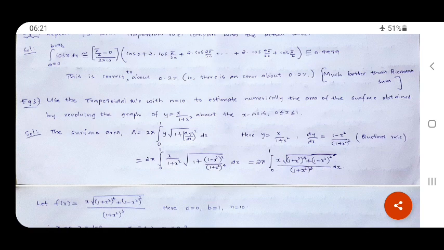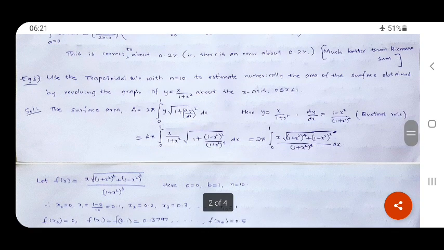So calculating dy by dx and integrating, it will become 2 pi into integral 0 to 1 x by root of 1 plus x square into root of 1 plus (1 minus x square) whole square divided by (1 plus x square) whole raised to 4 dx. By simplification, the integrand is x into root of [(1 plus x square) whole raised to 4 plus (1 minus x square) whole square] divided by (1 plus x square) whole cube. So it is not that easy to evaluate this integral.